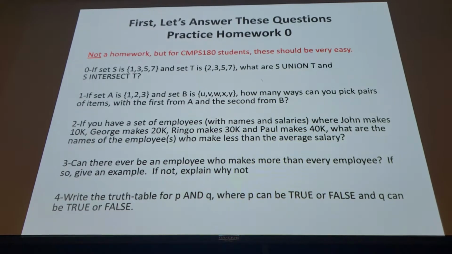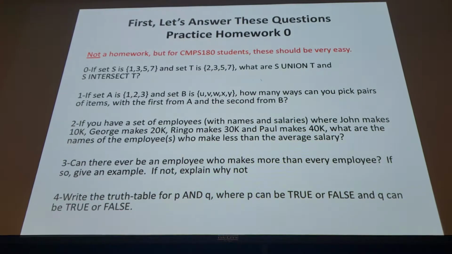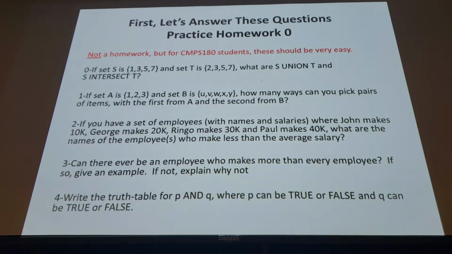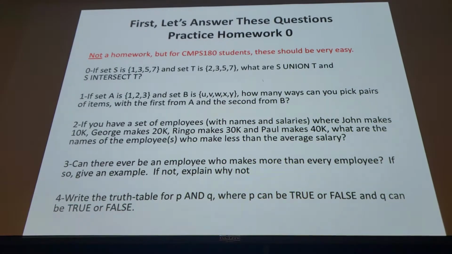Okay, now we're gonna be dealing with the incomes of the Beatles. John makes 10, George 20, Ringo 30, Paul makes 40. What are the names of the employee or employees, if any, who make less than the average salary?